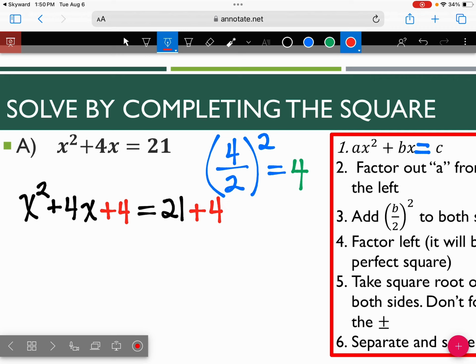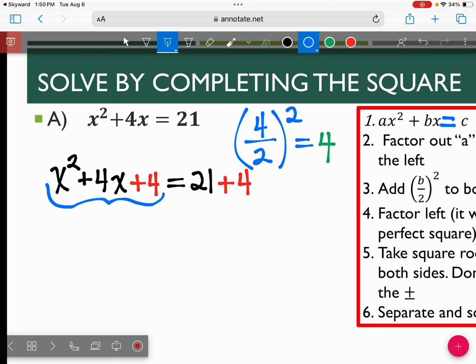All right, so now we're on step 4. Step 4 is to factor down the left, so that would be this side right here. So we're going to factor that down. In order to factor it down, I need two numbers that multiply to 4 and add to 4. What are those two numbers?